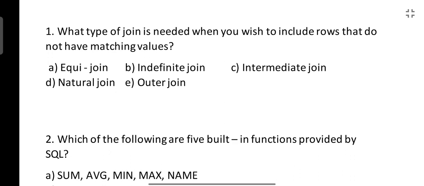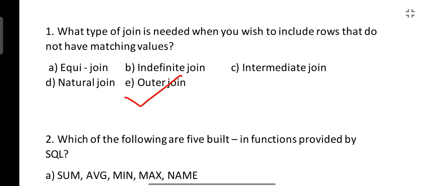So let's start. First question is, what type of join is needed when you wish to include rows that do not have matching values? Options are equijoin, indefinite join, intermediate join, natural join, and outer join. So the correct answer will be outer join.